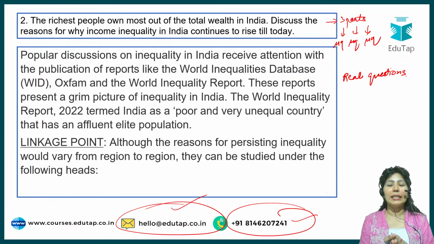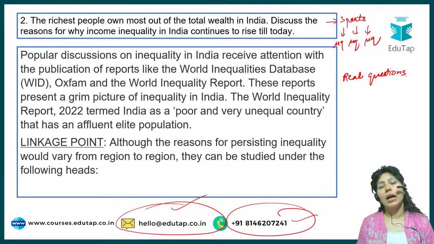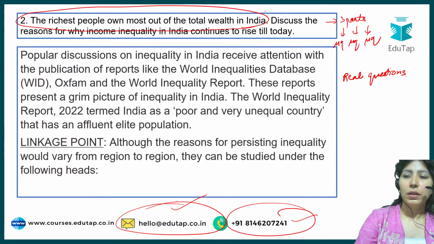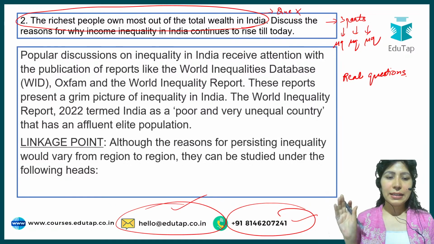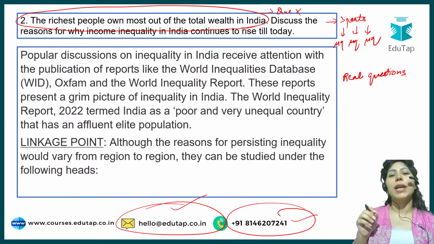Yes, the first line says, now you know, all of you just stop typing and try to understand the meaning of this question. The richest people own most out of the total wealth in India. Do you see any question here? Is it a question statement? No, this is not a question. Discuss the reasons why income inequality in India continues to rise till today.